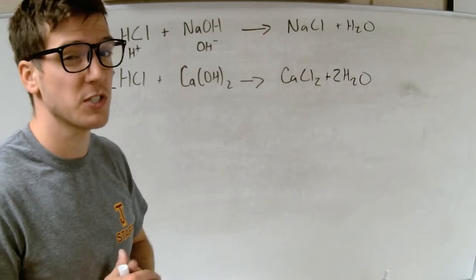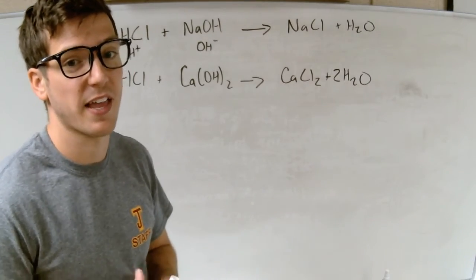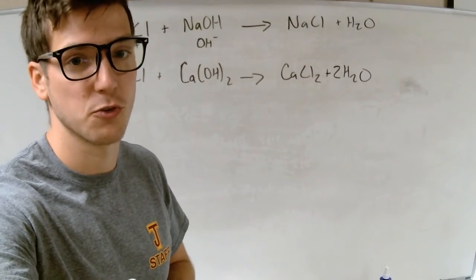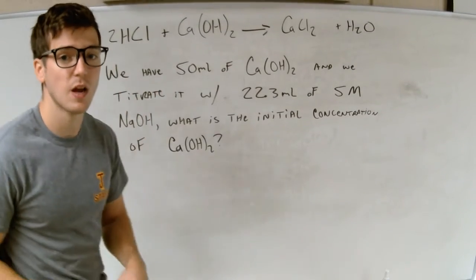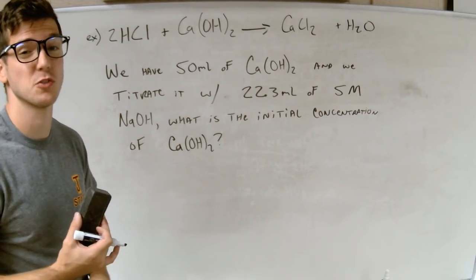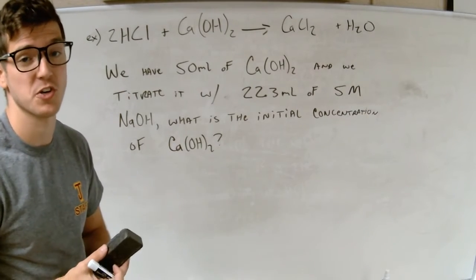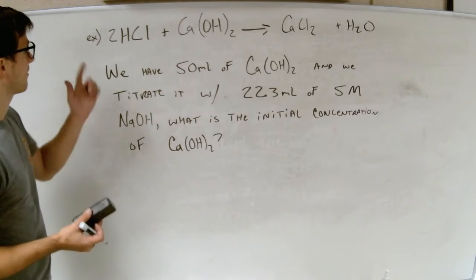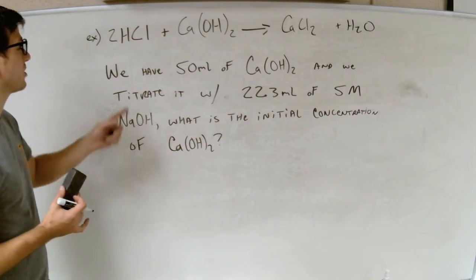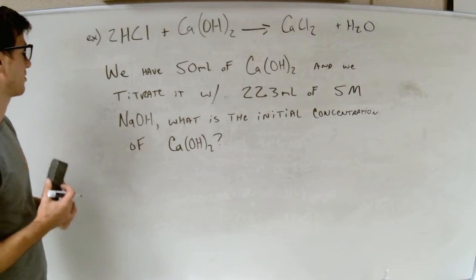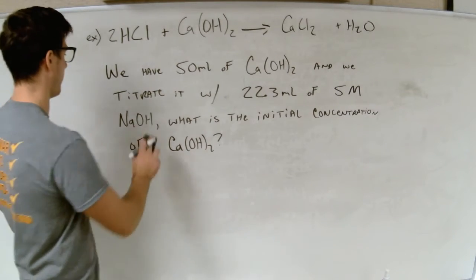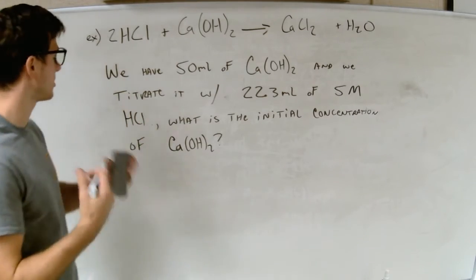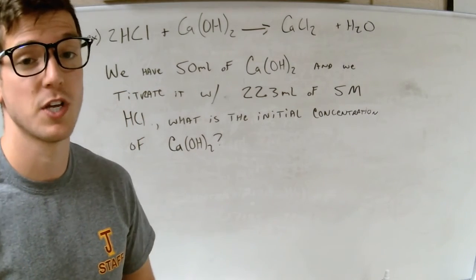So let's do a situation where it's not so simple and we have to take into account that we need twice as much acid to neutralize it. All right, guys, so again, we're dealing with a situation where we don't have a 1-to-1 ratio of our H plus and OH minus. Here, we have 50 milliliters of CaOH2, and we titrate it with 22.3 milliliters of 5 molar HCl. What is the initial concentration of our CaOH2?